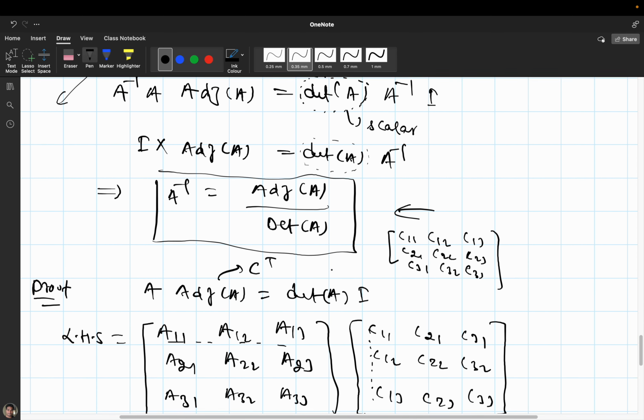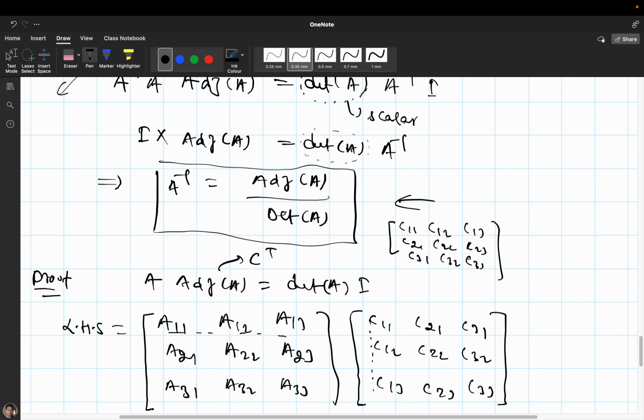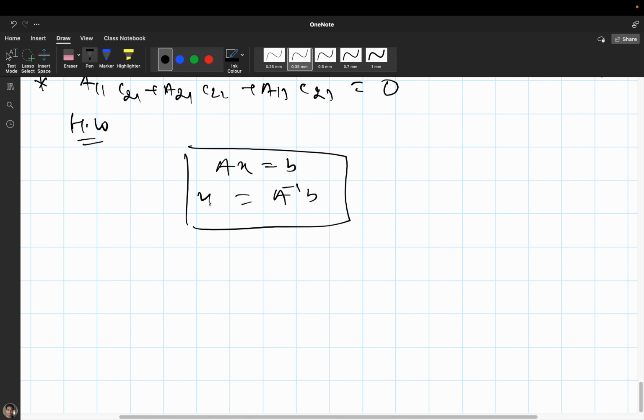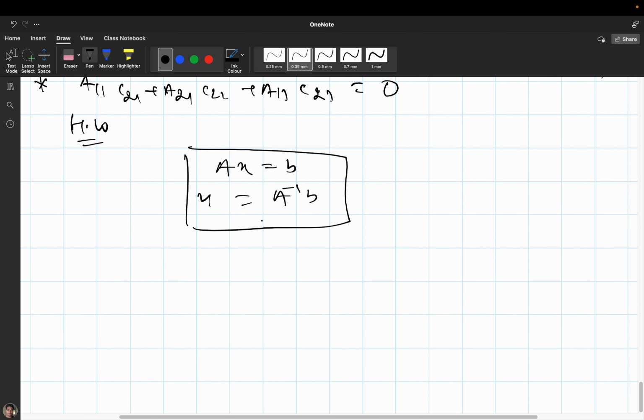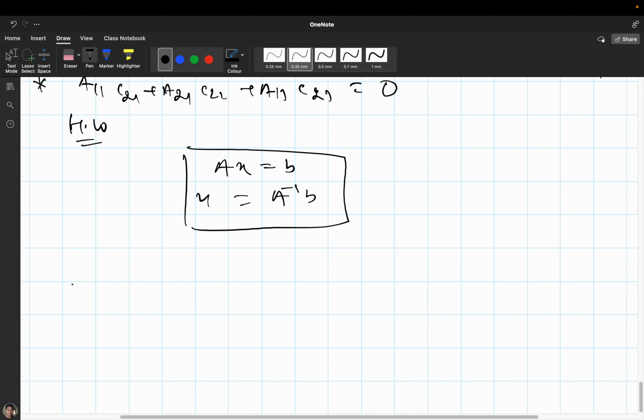But the thing is, in the formula of A inverse there is a denominator, and that term is nothing but the determinant of A. If the determinant of A is 0, you are not able to get the inverse. So that's why you are not able to get the solution for a square matrix. I'm emphasizing the term square matrix. You are not able to get the solution for the square matrix if that matrix is singular. Now I'll move to the properties.